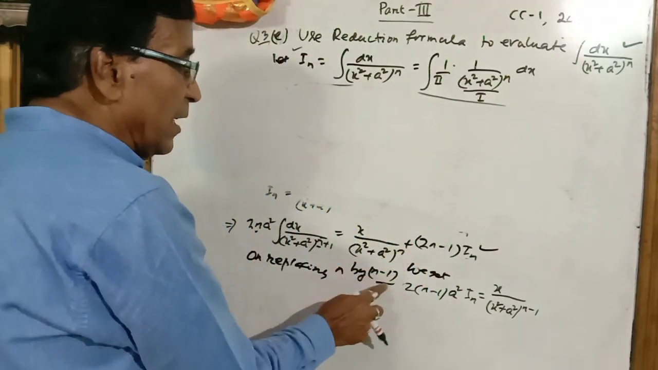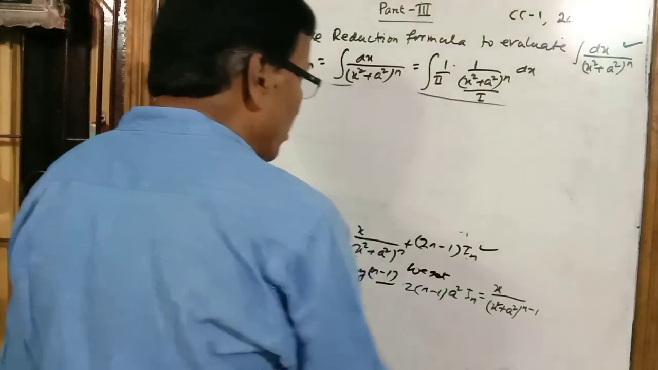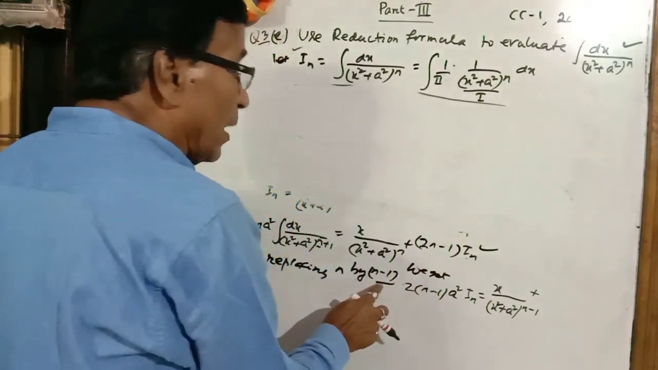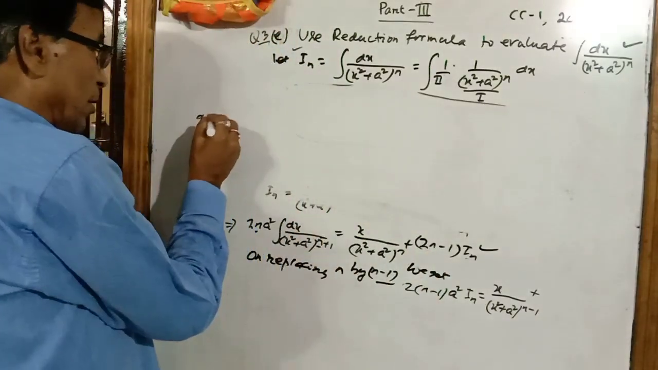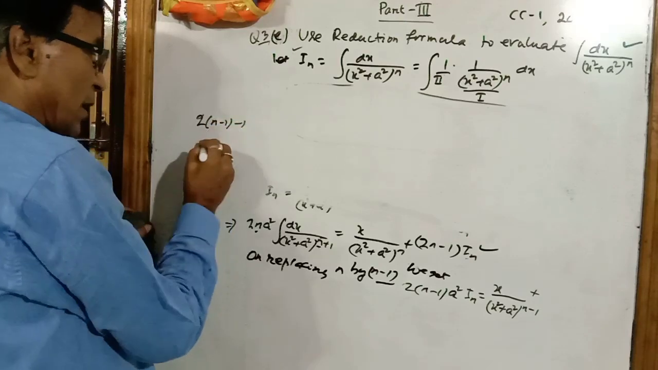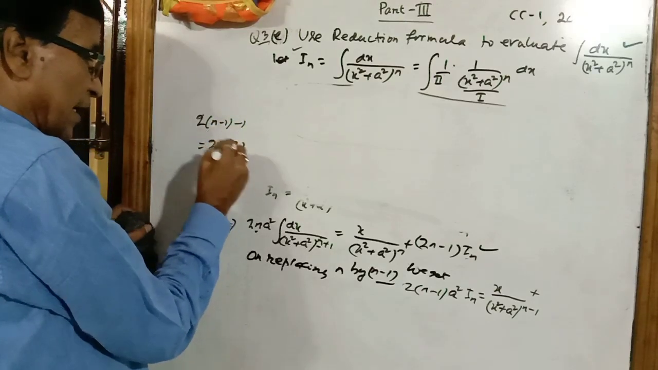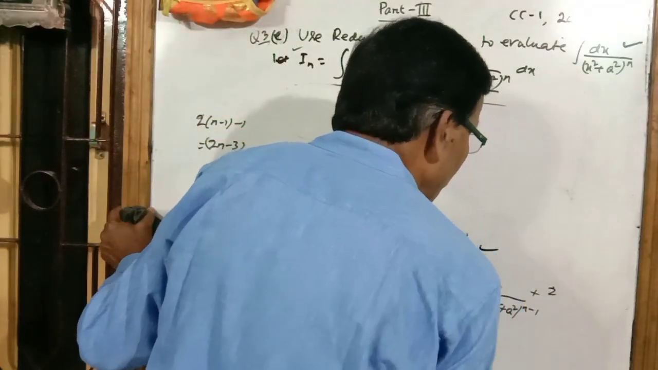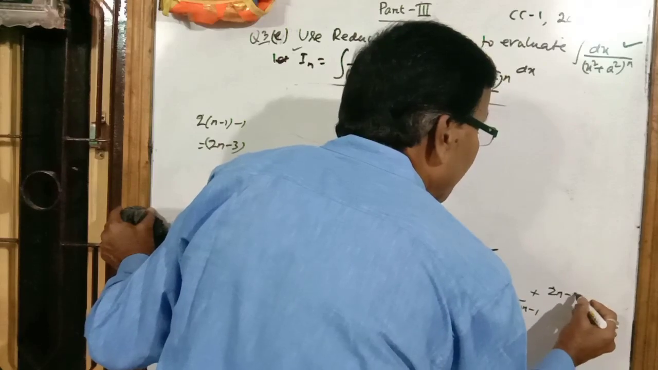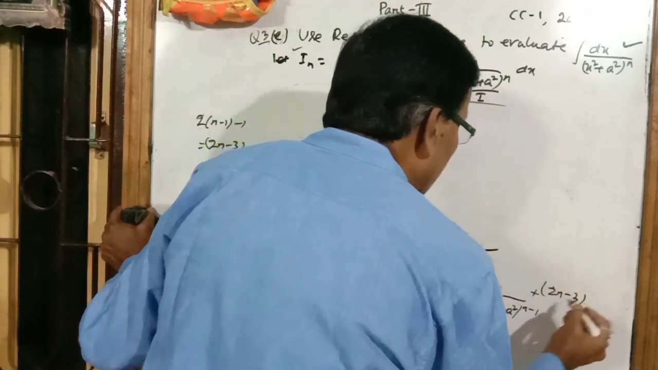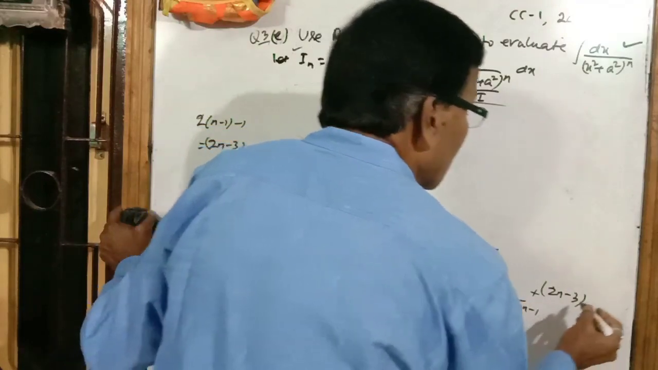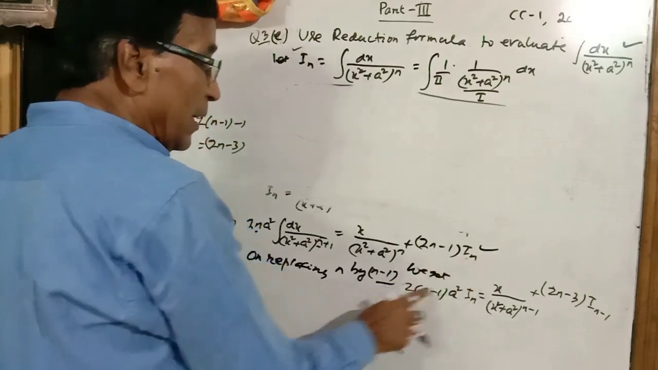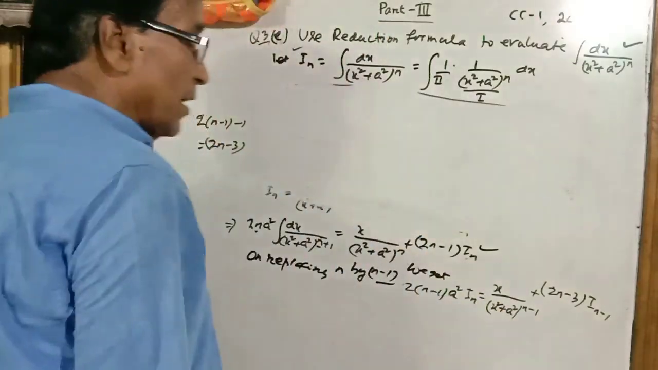We are replacing n by n minus 1, so this whole to the power n minus 1, plus, if we replace n by n minus 1, then it will be 2 into (n minus 1) minus 1, that means it will be equal to 2n minus 3. So it is equal to plus (2n minus 3) I subscript n minus 1, because we are replacing n by n minus 1, so that it will be I subscript n minus 1.